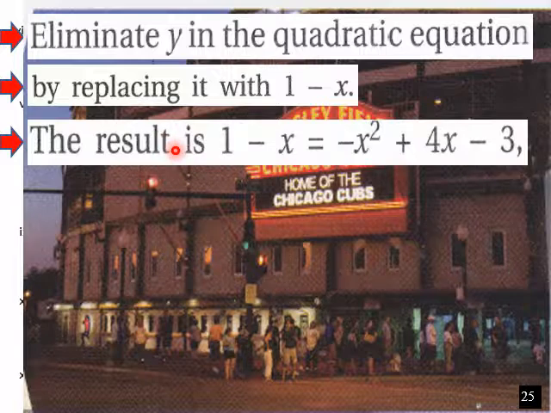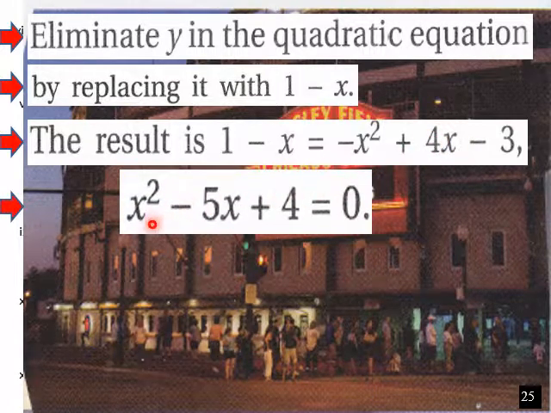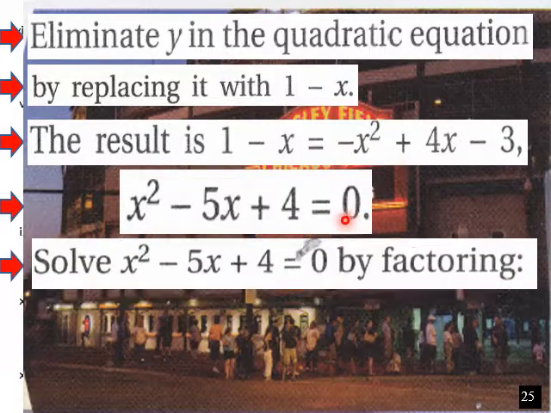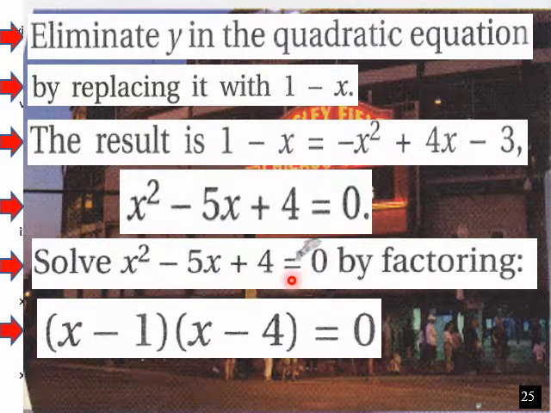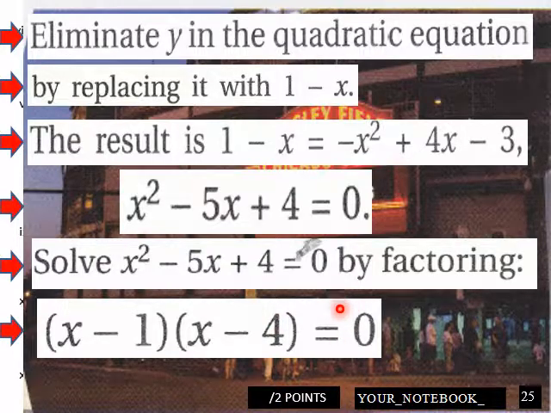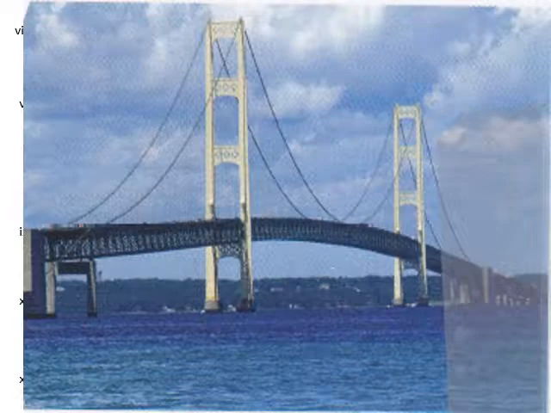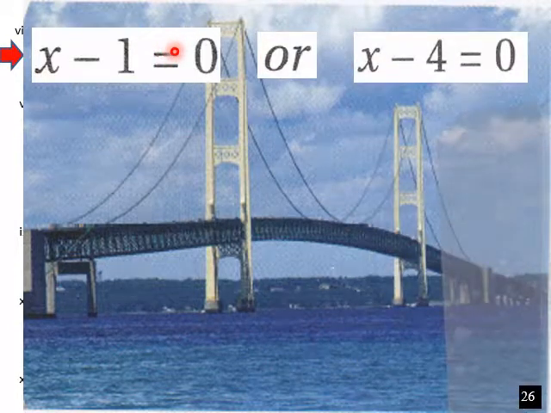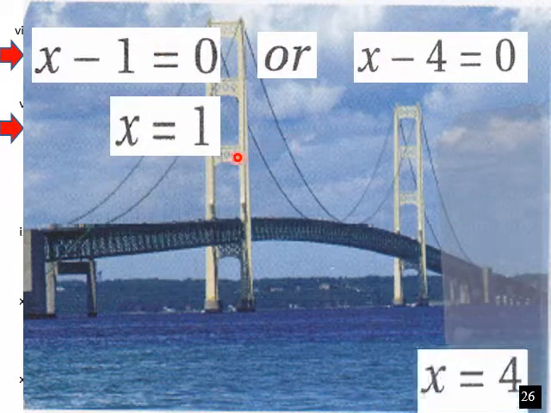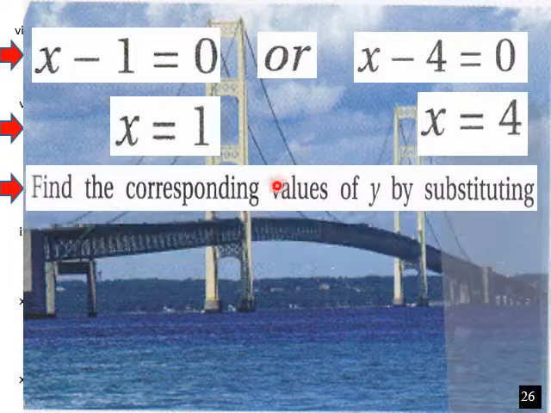So the result would be 1 minus x equals negative x squared plus 4x minus 3. That gives x squared minus 5x plus 4 equals 0. Solve x squared minus 5x plus 4 equals 0 by factoring. x minus 1, x minus 4 would equal 0. So that would be x minus 1 equals 0 or x minus 4 equals 0. So x equals 1 or x equals 4.